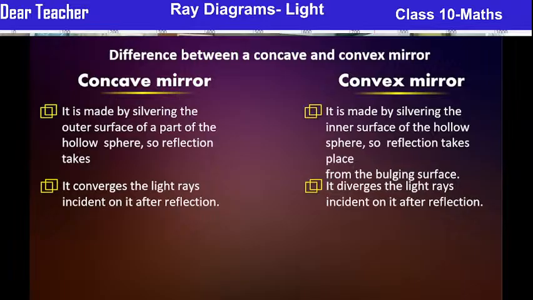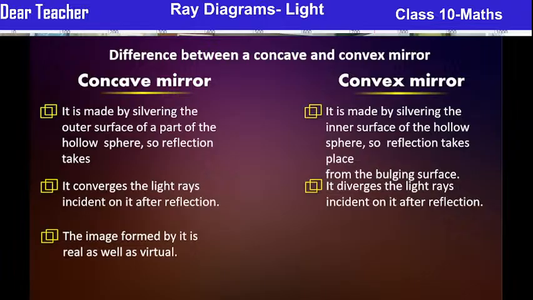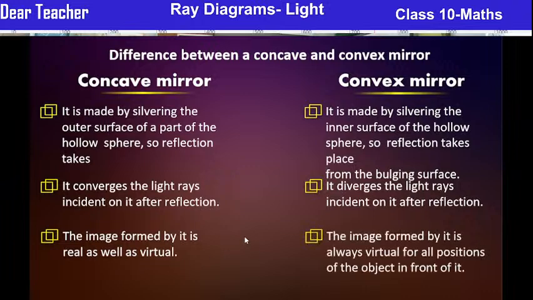That is why a concave mirror is known as a converging mirror, and a convex mirror is also known as a diverging mirror. The image formed can be real as well as virtual. In a concave mirror, in some cases the image is real, and in some cases the image is virtual. In a convex mirror, it is always virtual for all the positions of the object in front of it.